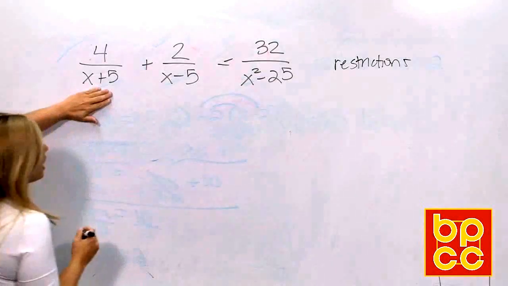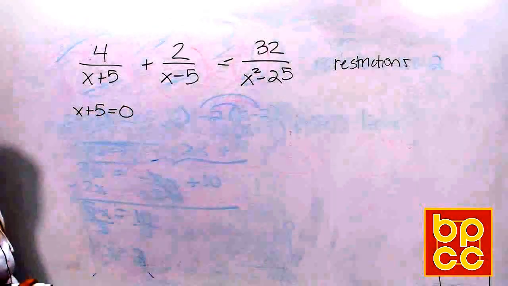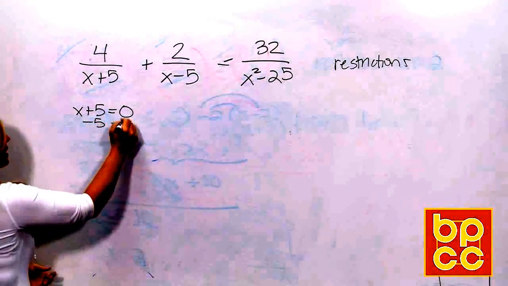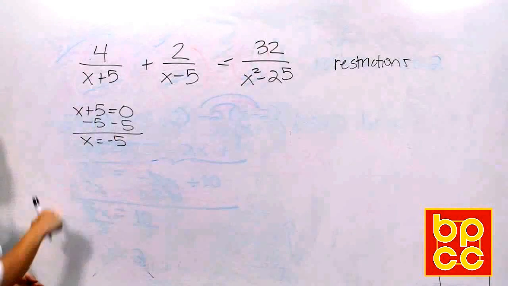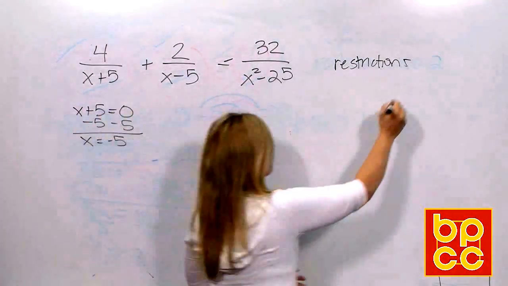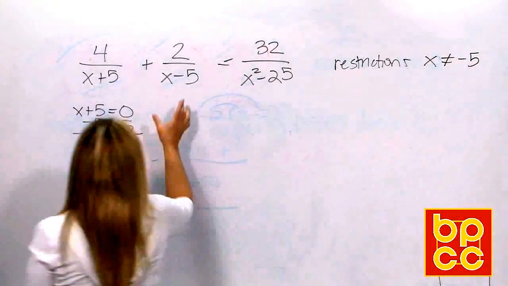So we're going to take the first denominator, x plus 5. What's going to make that 0? Well, we all know it would be negative 5. Negative 5 plus 5 would make a 0. So we know the answer cannot be negative 5.